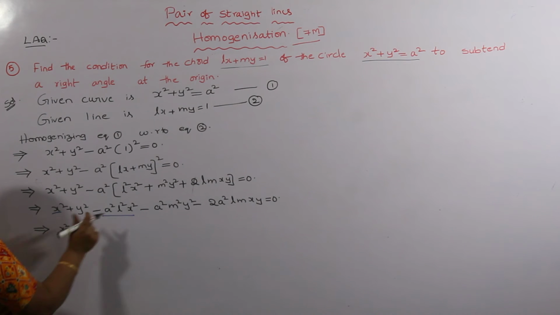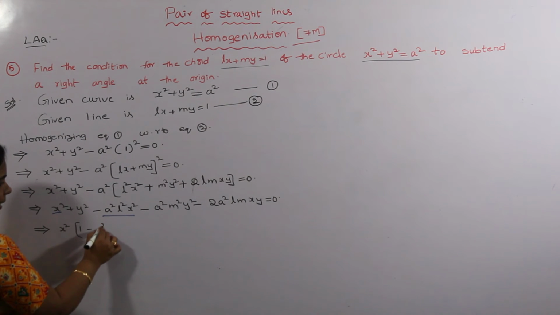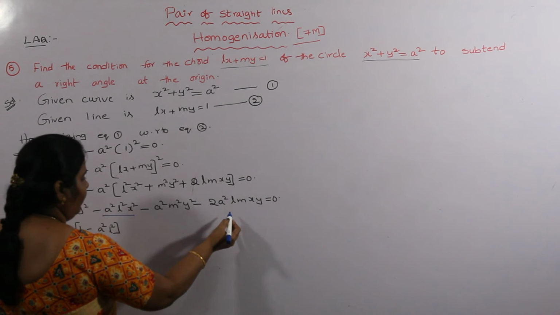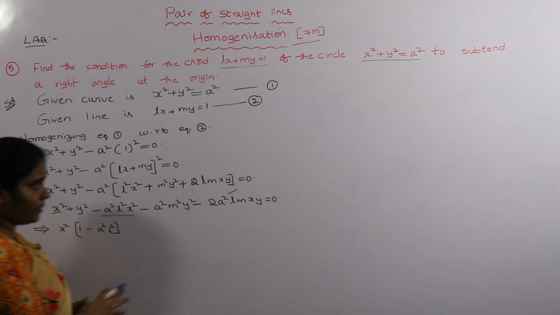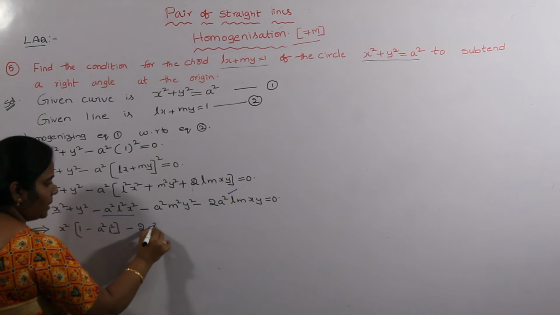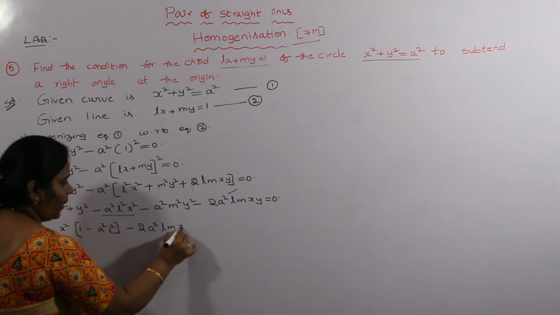Here the x square coefficient is 1 minus a square L square. Okay, this is the x square coefficient. Next, the xy term. Here we have only one xy term. I am writing directly: that is minus 2a square Lm xy.